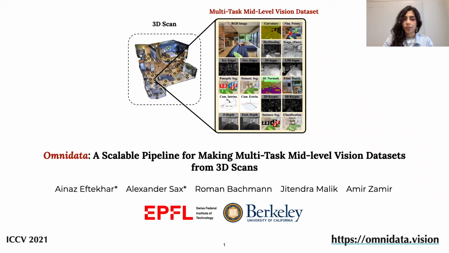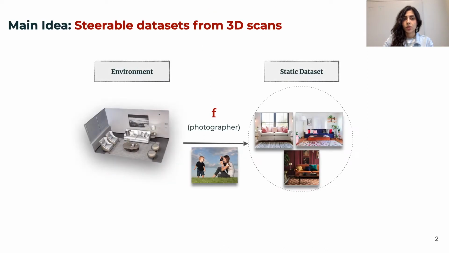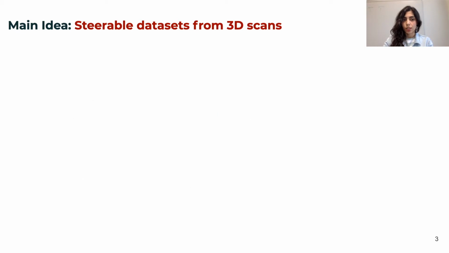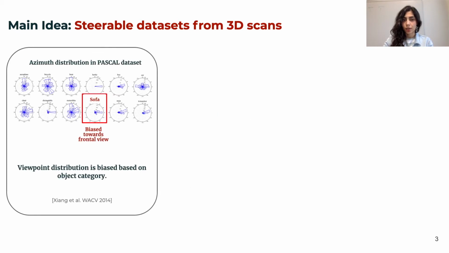We present Omnidata, a pipeline to make steerable multitask mid-level vision datasets from 3D scans. Most existing vision datasets capture images once, locking in design choices and biases that affect resulting models' ability to generalize in novel situations.